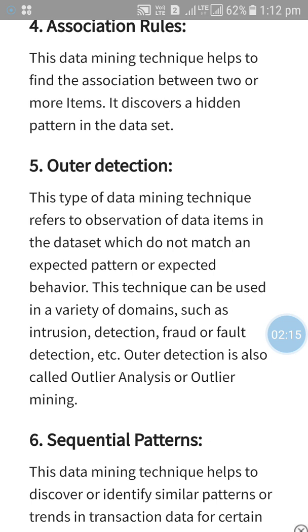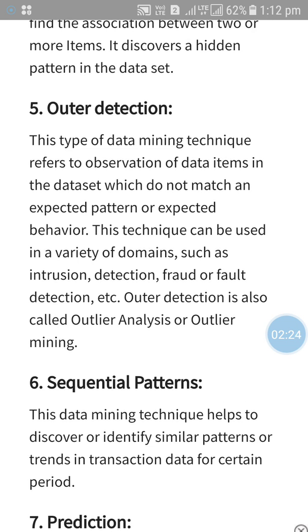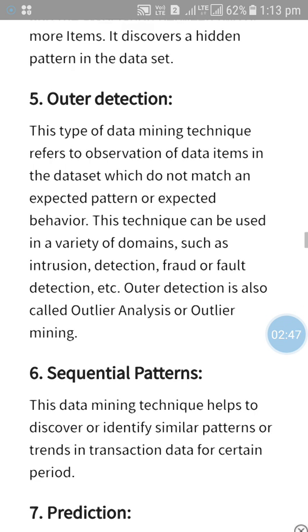Outlier detection. Outlier detection is the technique to find the observation data sets which are not directly linked. Various domains, expected pattern, expected behavior. This is based on a prediction based technique. Outlier detection is also used in intrusion detection, fraud detection, fault detection. These areas frequently use the outlier detection technique.